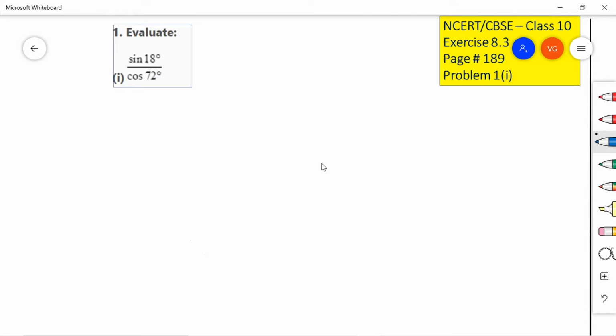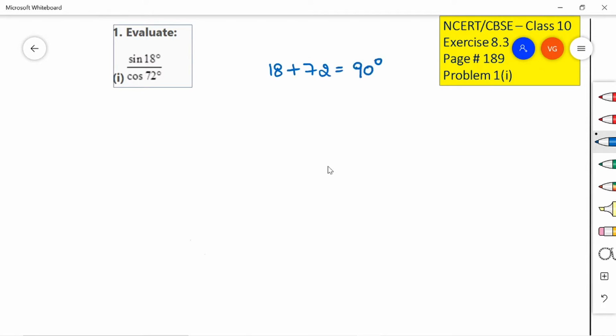It has 4 subsections. All the problems are based on complementary angles. Two angles are said to be complementary angles if their sum is equal to 90 degrees. Here the first problem is like this: sin 18 degree divided by cos 72 degree. We need to check whether the given two angles are making 90 degrees or not. So here 18 plus 72 is equal to 90 degrees.